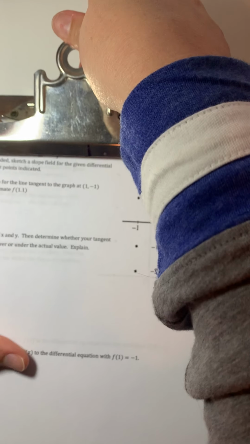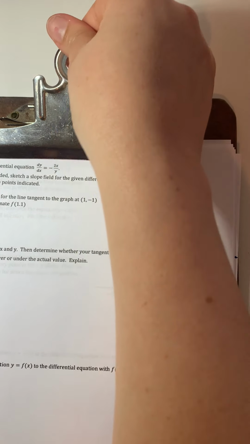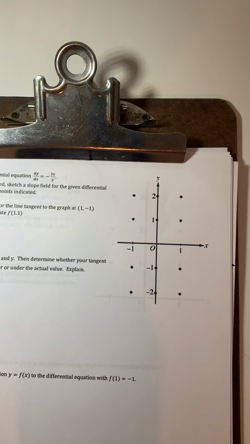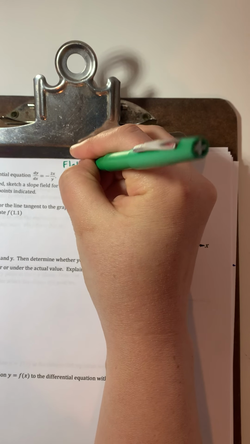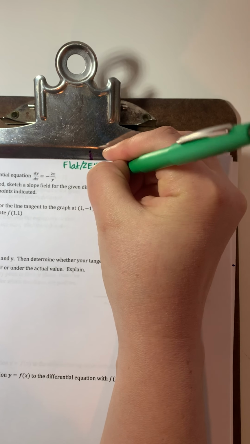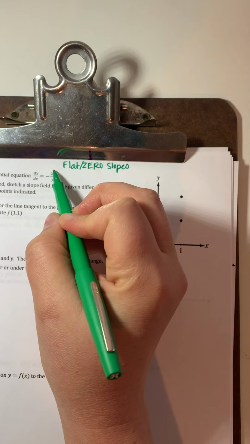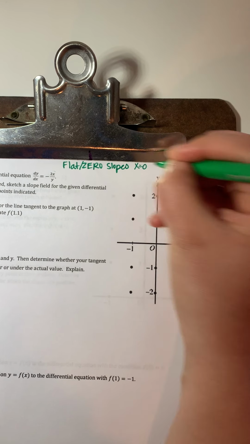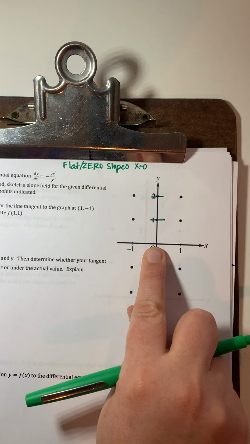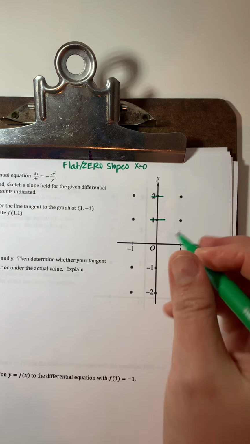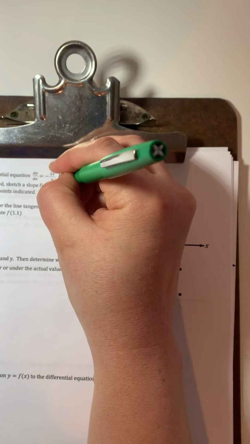All right, next one. It says, on the axis provided, sketch a slope field. Okay, so let's think about first our flat spots, then let's think about any undefined spots. So flat spots are what make it zero. Okay, so I'm looking at my equation and I see here that if I have a 2x on top, if x is zero, that's going to make it flat. So I'm going to go flat, flat, and then I'm like, oh, I don't see a dot there. Skip it. Flat, flat. Now let's talk about undefined slopes.